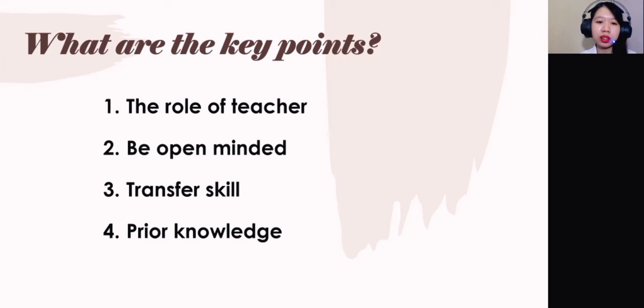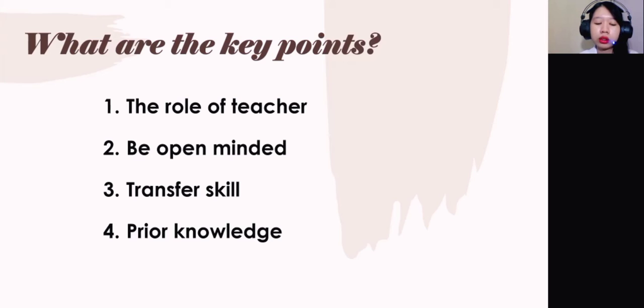Number three is transfer skill. Transfer skill is more important than transferring knowledge or making your students memorize what you memorize. So in transfer skill, for example, you tell them how to search for results, how to get the results from the sources, how to search for trusted sources, like that, instead of spoon feeding.